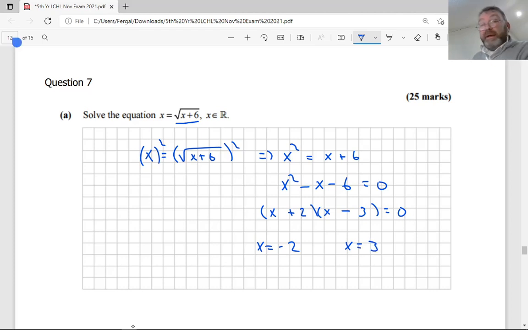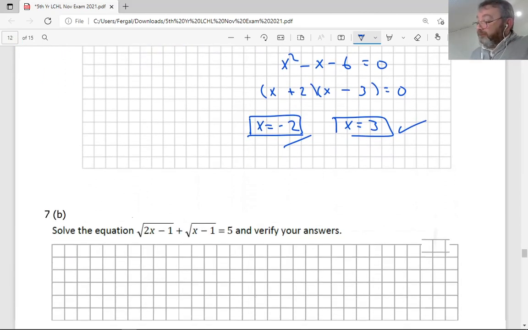Now, the key thing here with surds is to test them, okay? If I put minus 2 in there, minus 2 is equal to the square root of minus 2 plus 6, so is minus 2 the square root of 4? Yes. Put 3 in, 3 is equal to the square root of 9, so both answers seem to fit. Okay, that's that one.